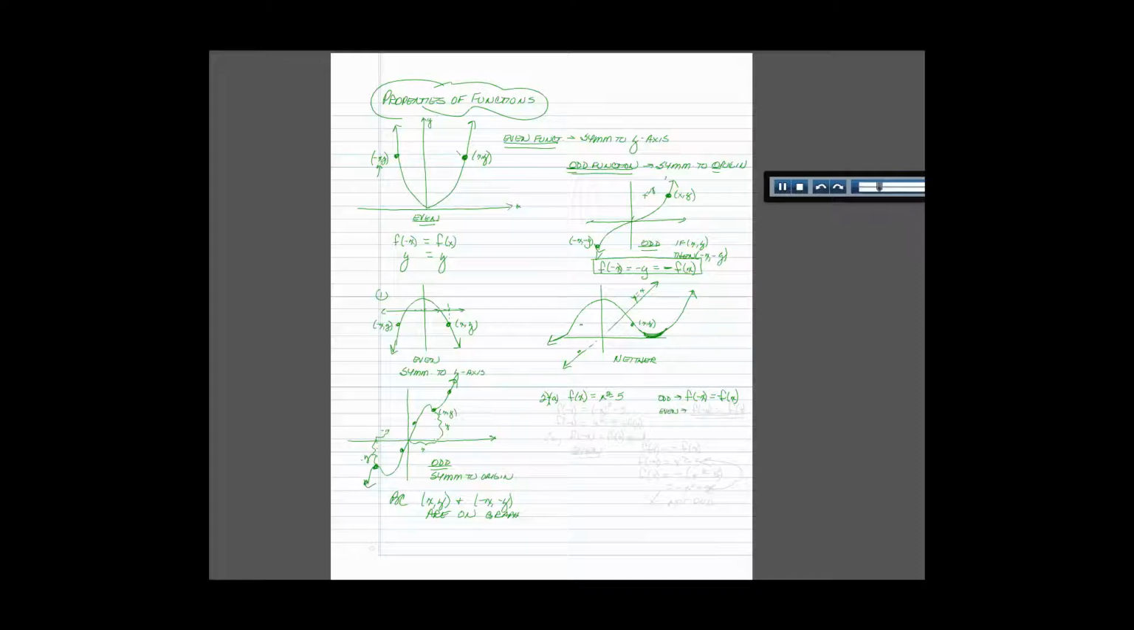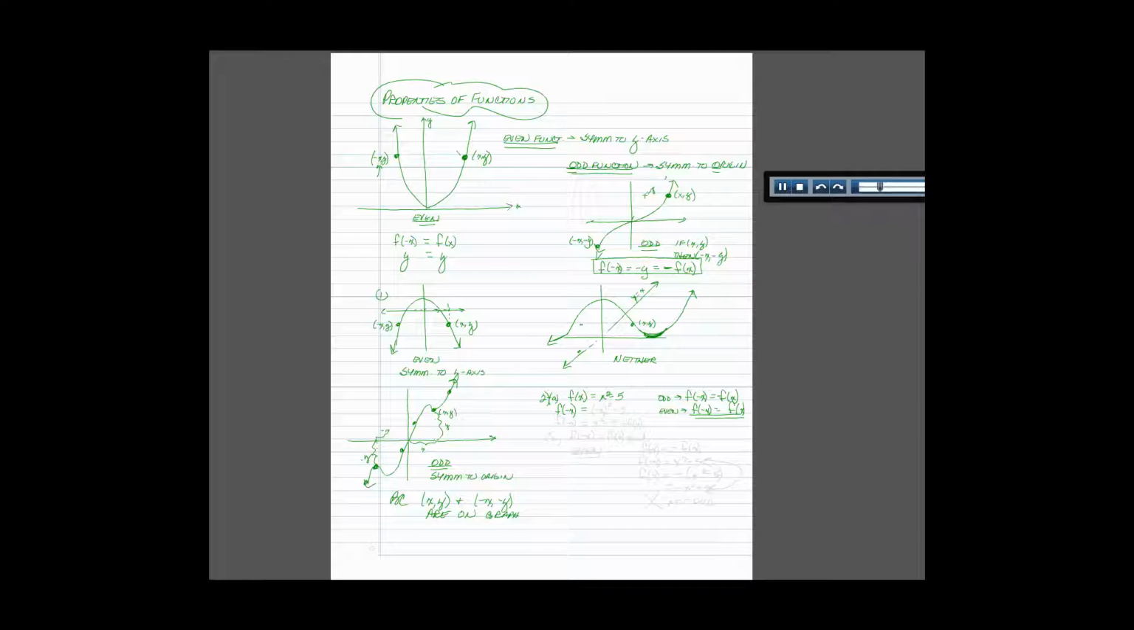If it is even, f of negative x will be equal to f of x. And if those two things aren't true, then it's neither. So let's start and check to see if it's even. All right, so if it's even, remember, f of negative x will be equal to f of x. So let's find f of negative x. That's what we do to test if it is even.